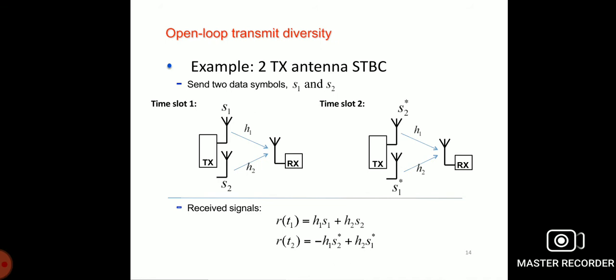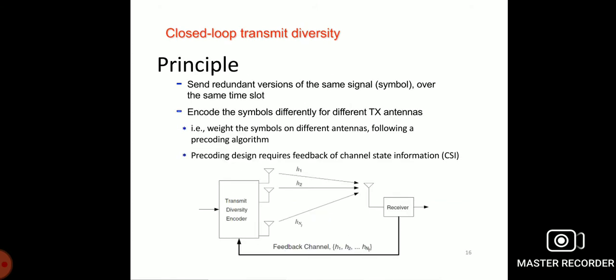In a symbol diversity technique, there will be a repetition of the transmission of the same message symbol over n symbol time periods, with one element at a time in progress. Now we can move to the closed loop transmission diversity.